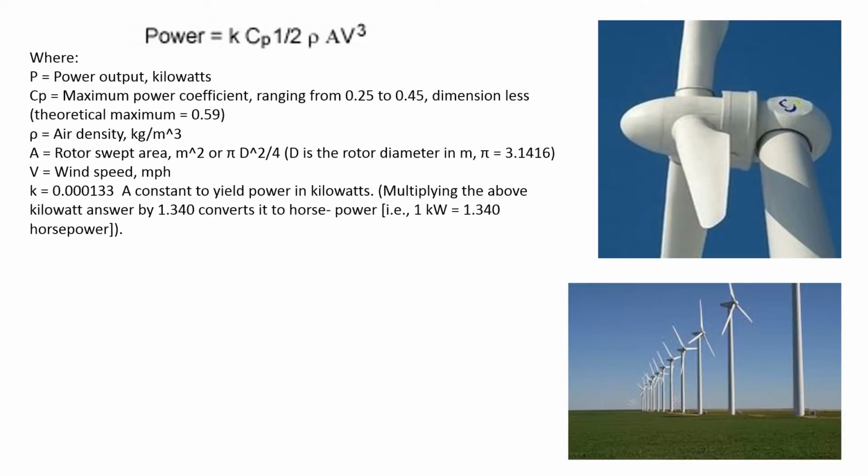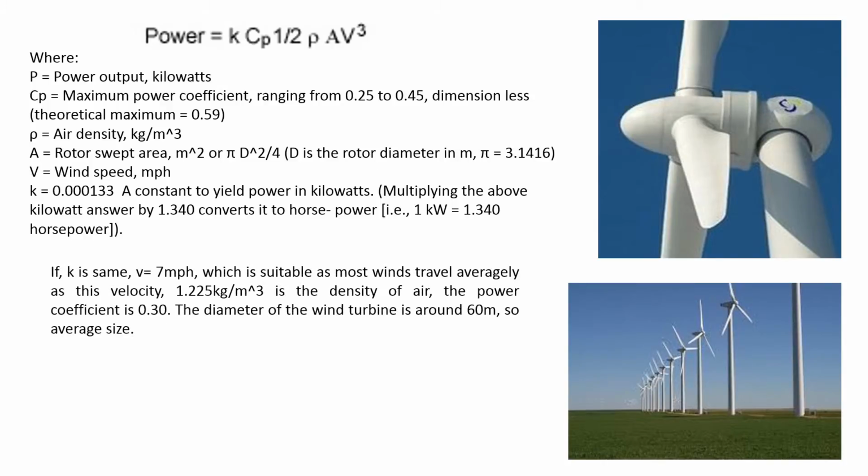And then if we compare it to wind turbines, we use this equation: P = K times Cp times 0.5 times ρ A V cubed, where P is the power output, Cp is the power coefficient, which depends on the dimensions of the turbine, ρ is the air density, A is the rotor swept area, V is the wind speed, and K is a constant, 0.000133, which yields power in kilowatts.